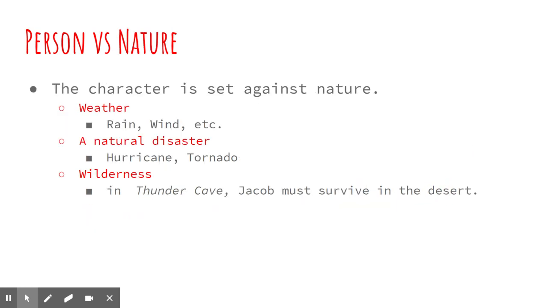Then you have person versus nature. An example of that right now would be in Colorado with the wildfires. That would be a timely example of person versus nature. So it can be the weather, rain, wind, etc. It could be a natural disaster like a hurricane or a tornado or a forest fire, a snowstorm, or it could be versus the wilderness.